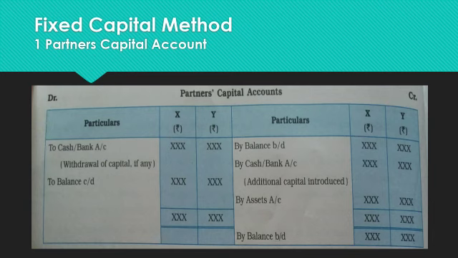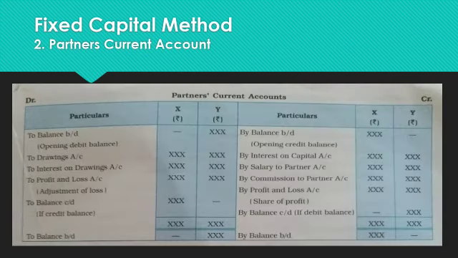You can see the format of the partner's capital account. You can see the content along with it. The opening balance of capital can be seen here. Additional capital, if introduced by the partner during the year. Part of the capital withdrawn by the partners during the year. And usually the partner's capital account shows the credit balance and it is shown on the liability side of the balance sheet. The next is the partner's current account.